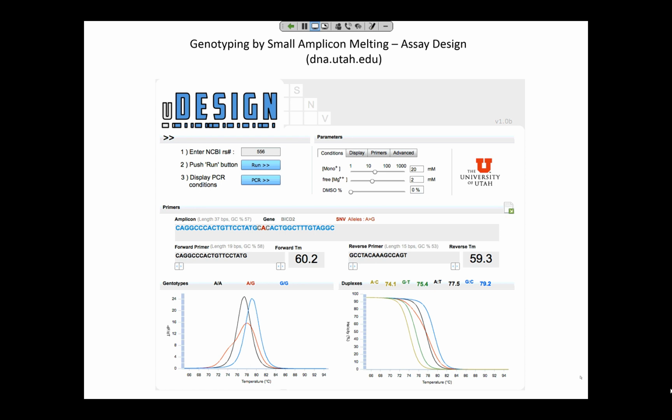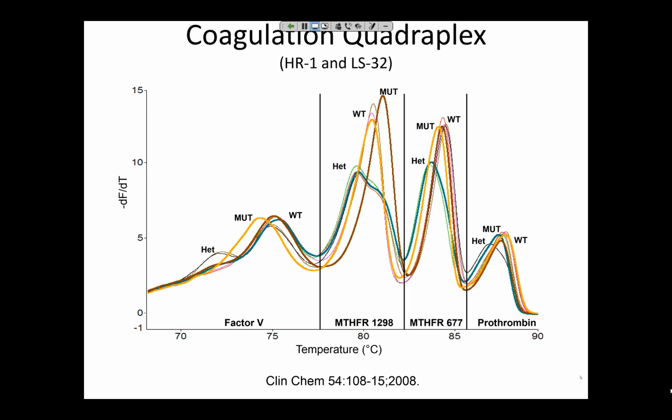So design of small amplicon melting. This can become complex if you want to. The farthest we've taken it is to amplify 4 different SNPs at one time. These are 4 SNPs for coagulation: factor V, 2 MTHFR targets, and prothrombin. The curves start looking complicated, but if you look at each one individually, the wild type, homozygous variant, and heterozygous variant are all detectable and distinguishable from each other, all from just single amplicon melting. One dye, single color.